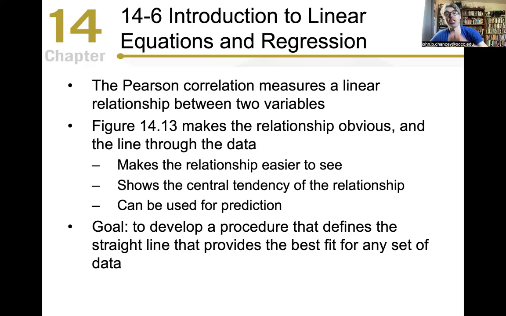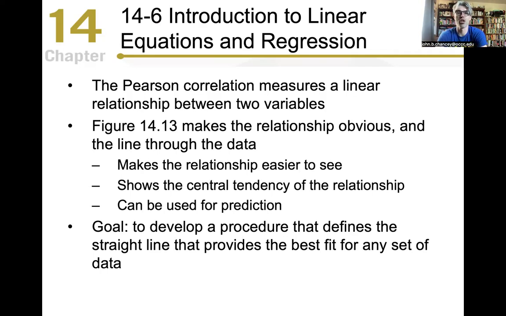All right, now we're switching gears to linear regression, linear equations and regression. Pearson correlation measures a linear relationship between two variables. We look at figure 14.3 in just a moment. It really shows that there's some kind of line through the data, and it makes our relationship easier to see. When we use that kind of line, it shows measures of central tendency as well, and it can also be used as a prediction when we put that regression line.